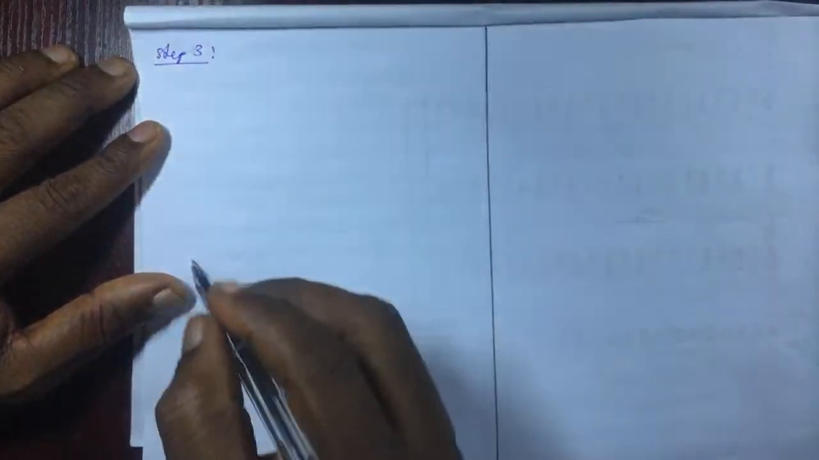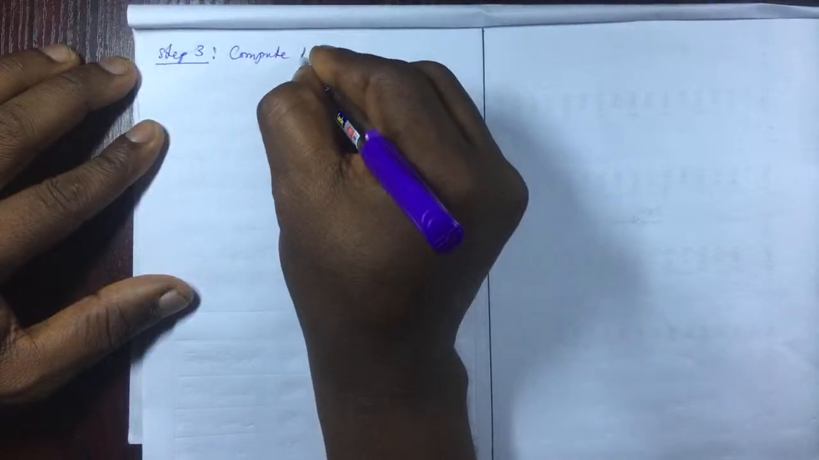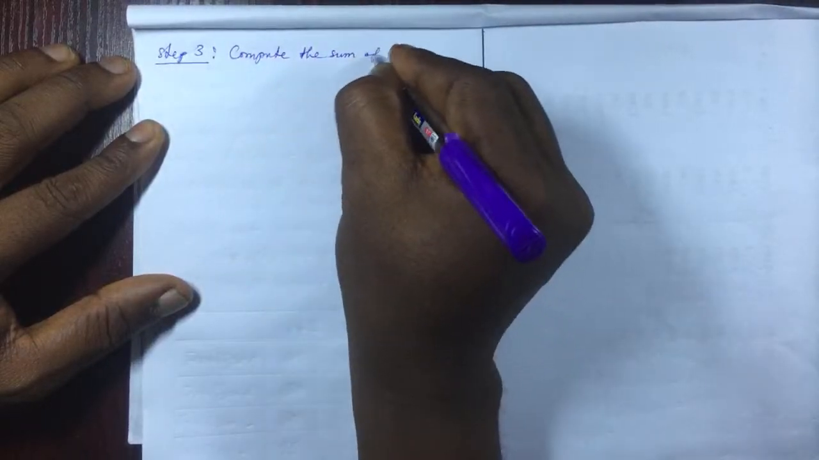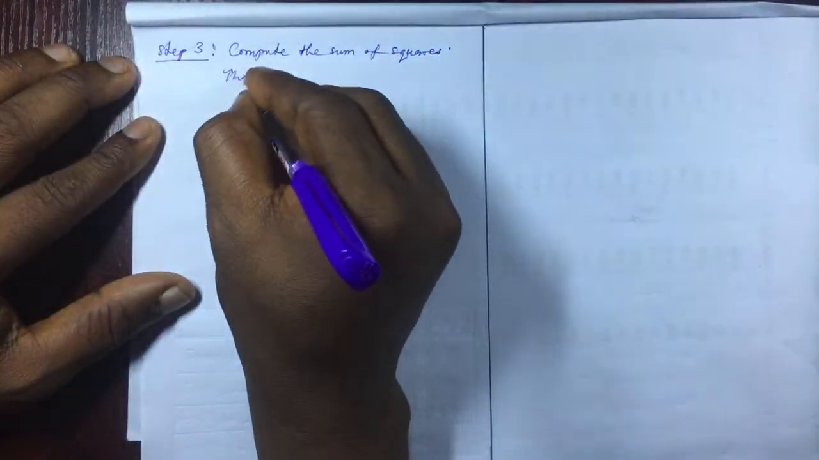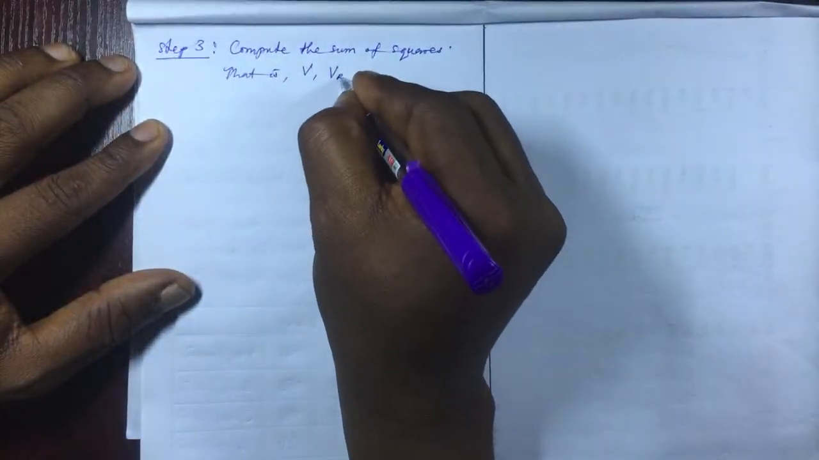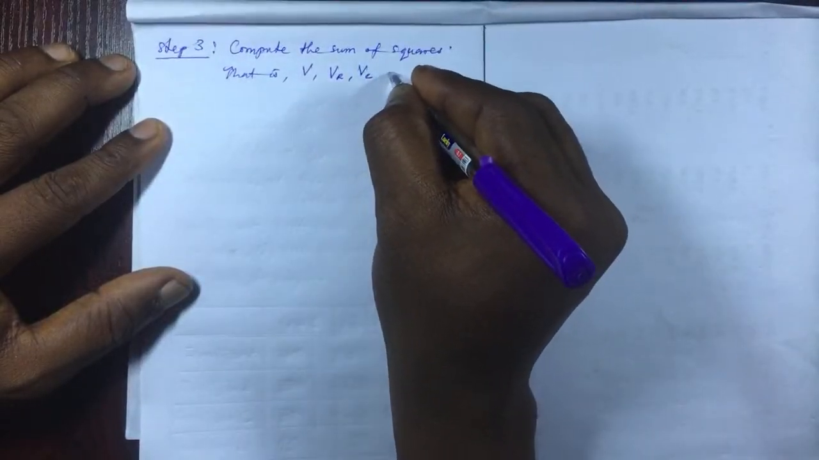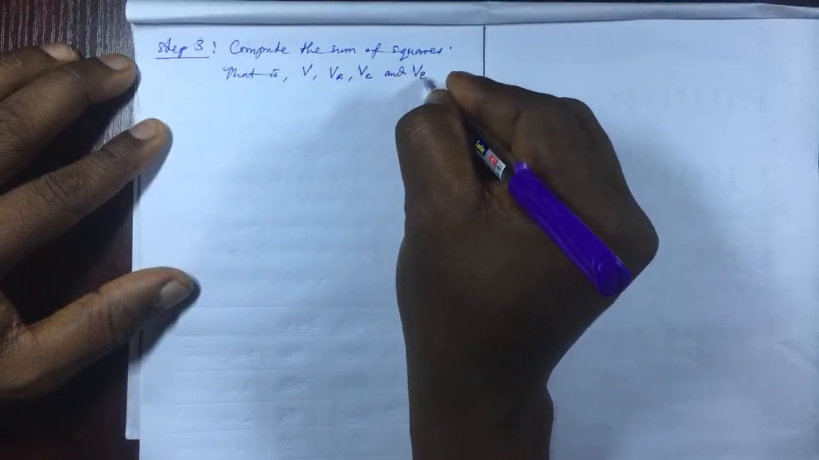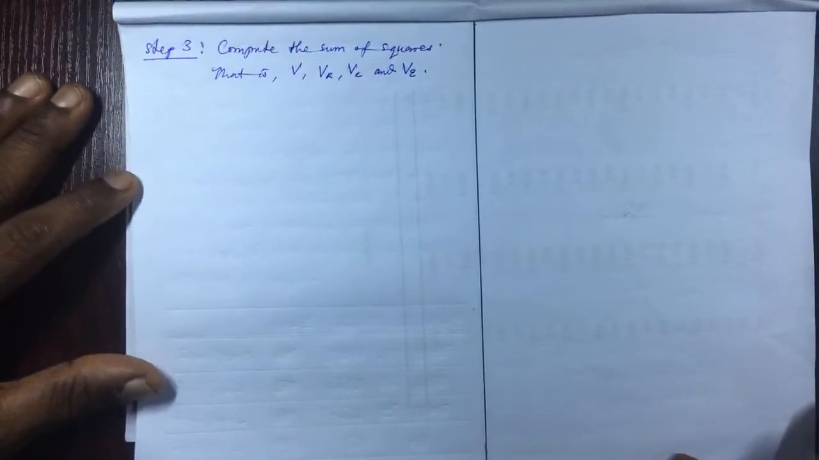What do we do in step 3, guys? In step 3, what we do is to compute the sum of squares. Now, this would mean, in this case, for a two-way Anova problem, computing V, the rows being my treatment, the columns being my blocks, and V error for the variation within all the coming from all the observations.